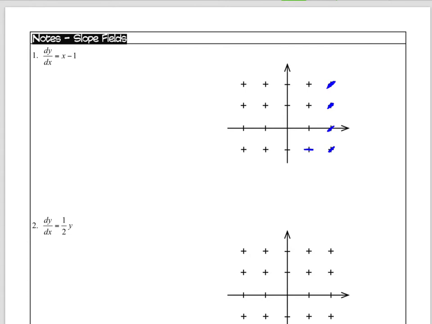Alright, so what about everything above that? It's also going to be 0. Alright, so what about the next ones? What am I plugging in? 0, so I get a slope of negative 1. So these look like negative 1.